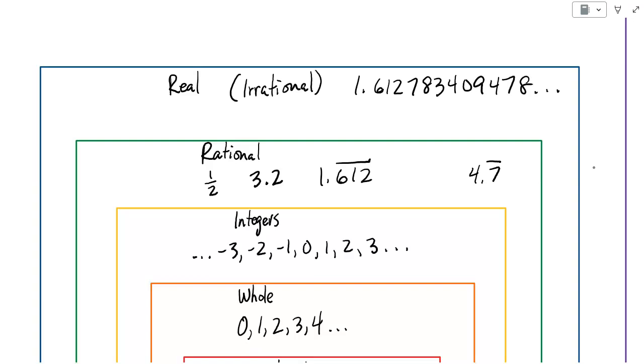1.6127834094778. There's no discernible pattern to that, and it just keeps on going. That's an irrational number. A lot of times when you divide numbers on your calculator, you get a decimal that just keeps on going. It's going to be irrational. So that's one example.